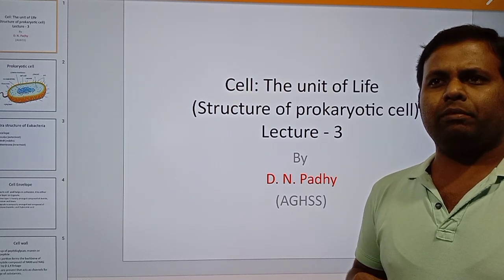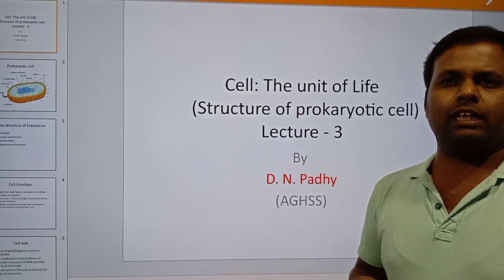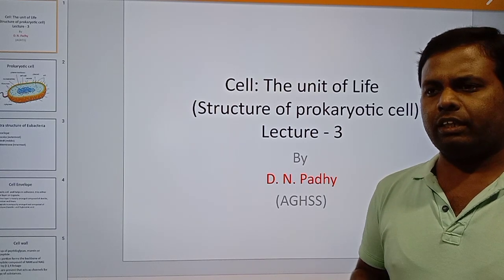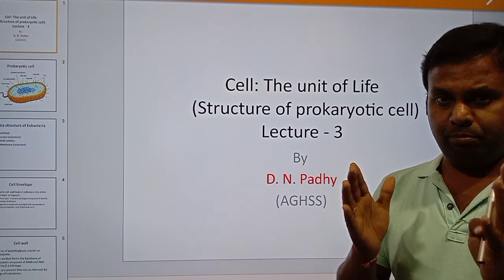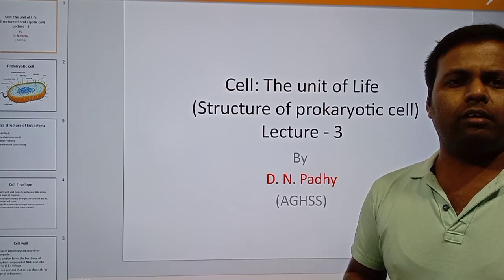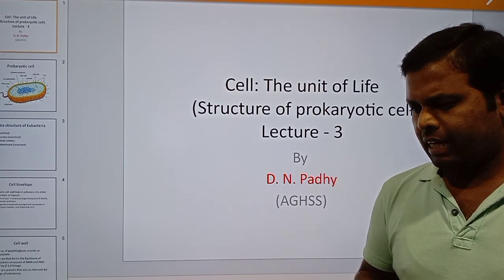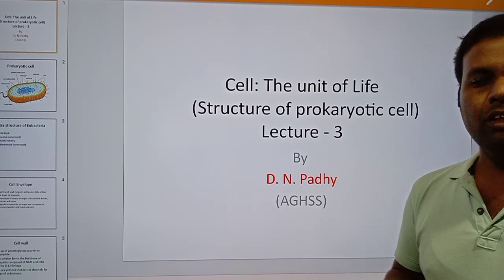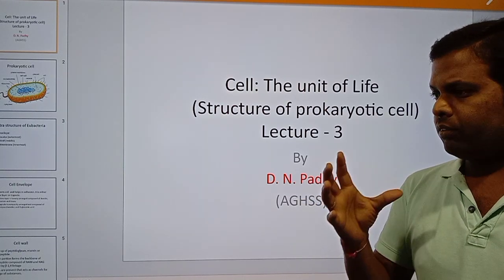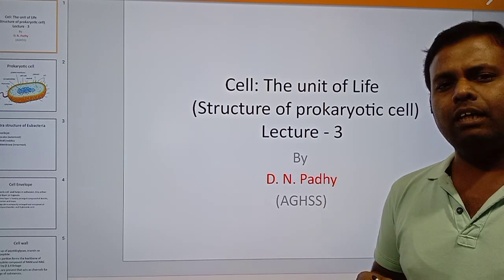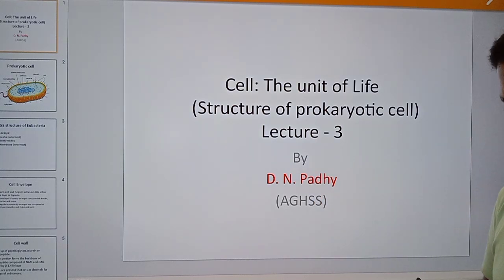Last class we discussed a little bit about prokaryotic cells, and the differences between prokaryotic and eukaryotic cells. We have also discussed the cell, the basic unit of living organisms or the living body. Right now, we will discuss what this prokaryotic cell is made up of and what the different components of this prokaryotic cell are.